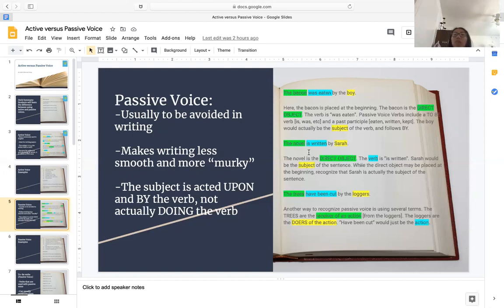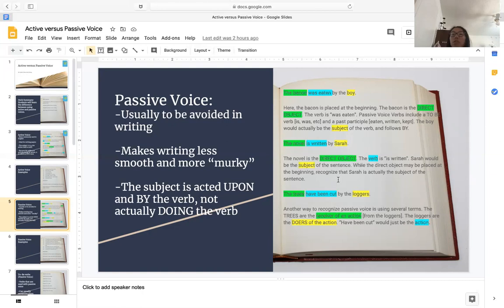Next, we have the novel is written by Sarah. Again, the novel is the direct object. The verb of the sentence is written. Sarah would be the subject of the sentence. And while the direct object may be placed at the beginning of the sentence, recognize that Sarah is actually the subject of the sentence and placed at the end.